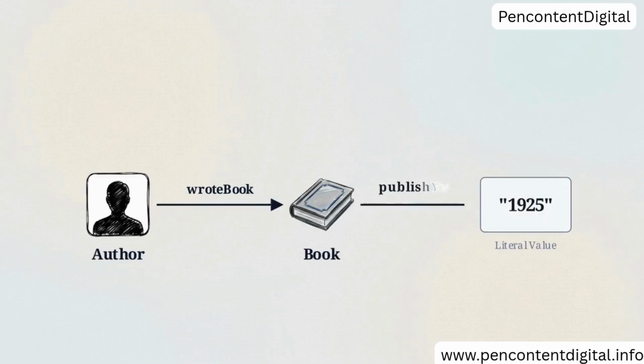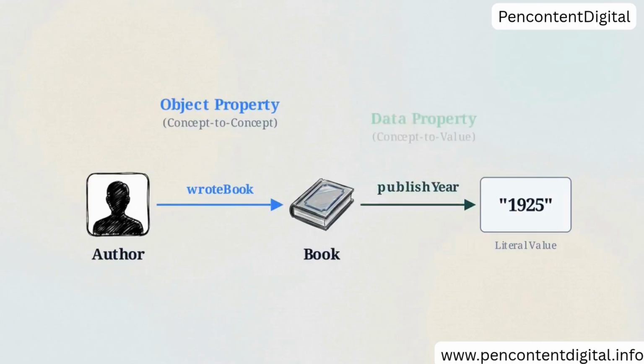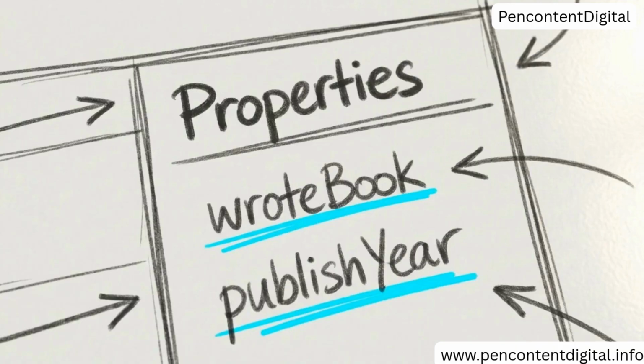Now under Data Properties, we assign attributes like a publication year. Object properties link classes together, while data properties link a class to raw values, like text. Check the left side of your interface to verify that these newly defined properties now populate your main hierarchy list.